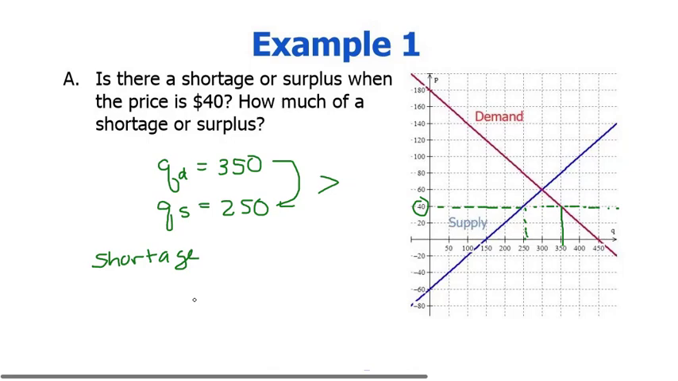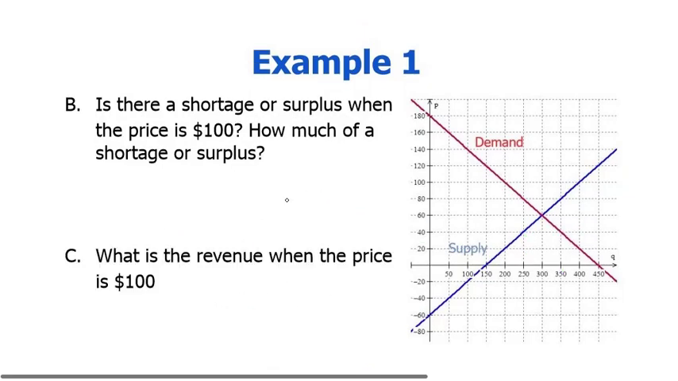We know how much of a shortage by looking at the gap between the quantity supplied and quantity demanded. So our gap is 350 minus 250, so that's going to be 100 units. So we're going to have a shortage of 100 units. Let's look at another one.